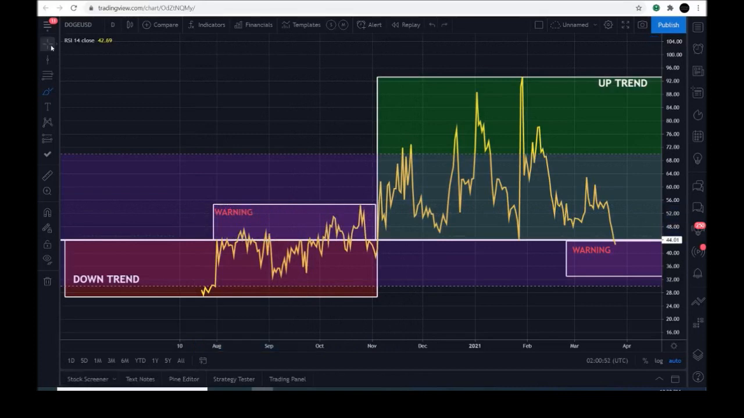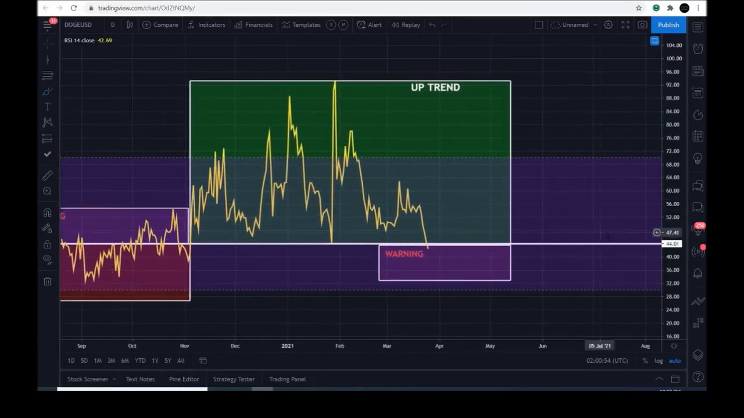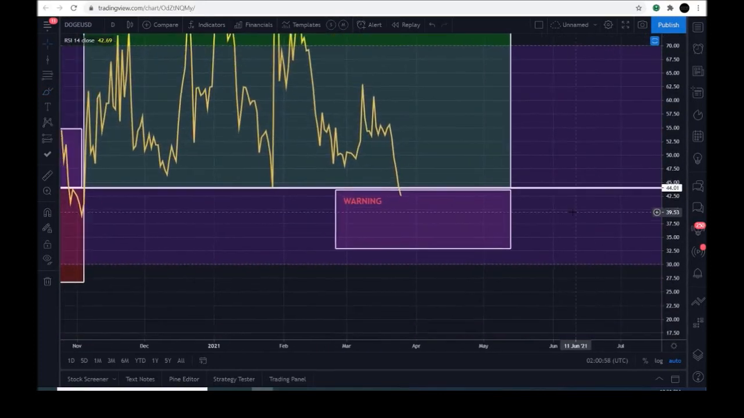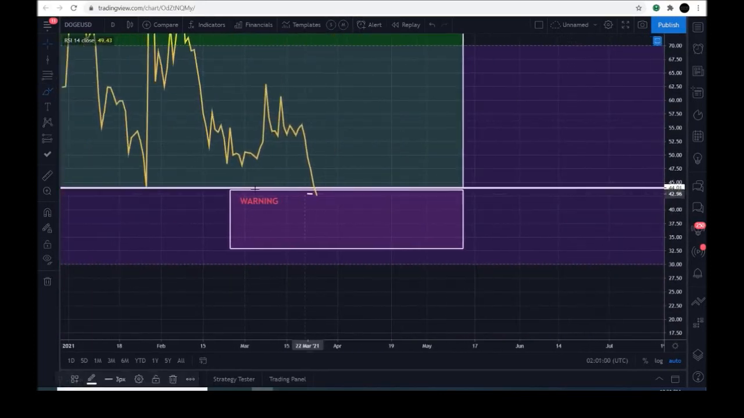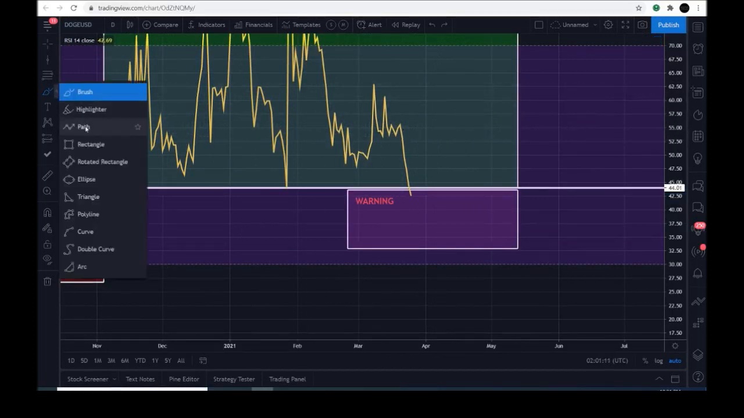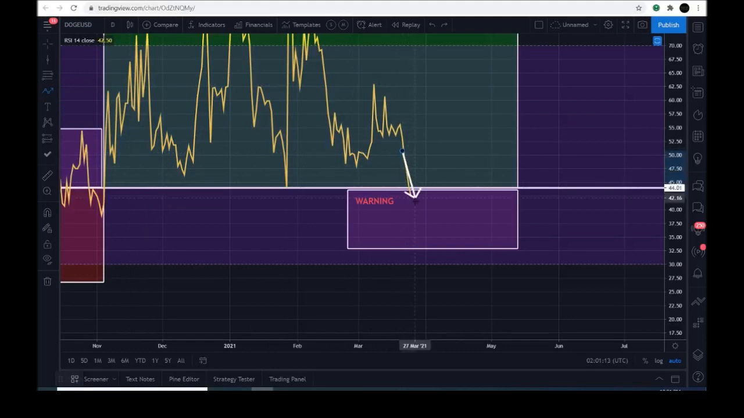Right now, Dogecoin is in an uptrend, yes? So it appears that the RSI is starting to get in the warning area. So this means that Dogecoin may be jeopardizing its uptrend right now or soon, because the RSI is starting to dip within the warning area.